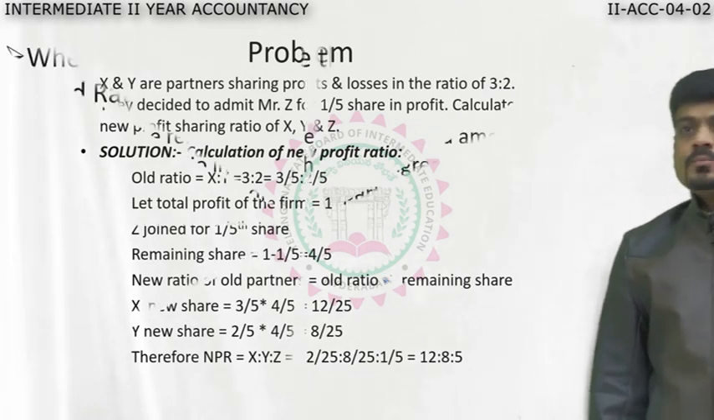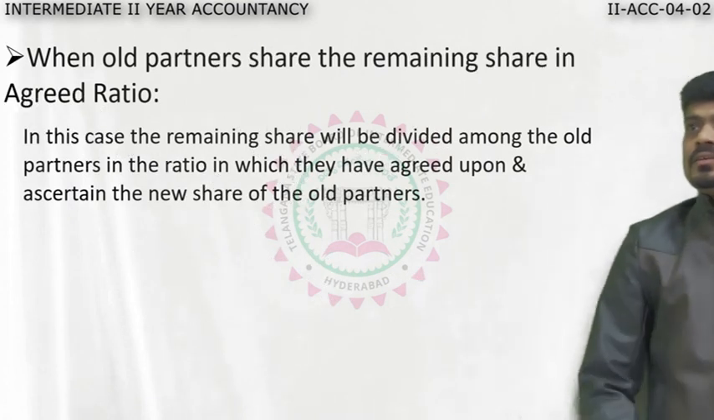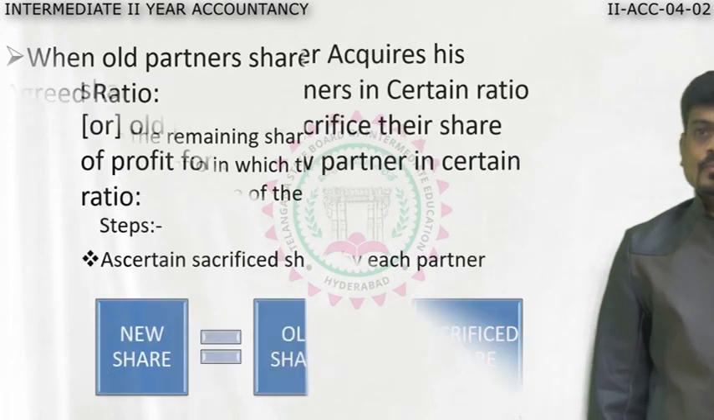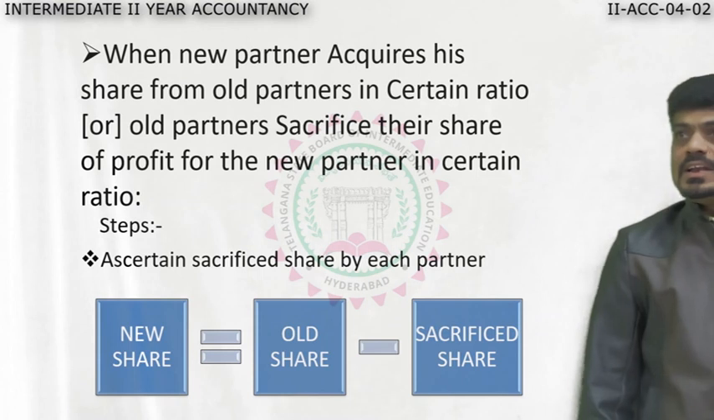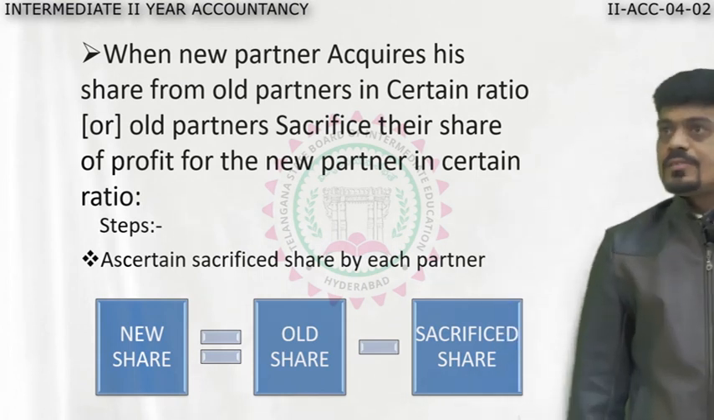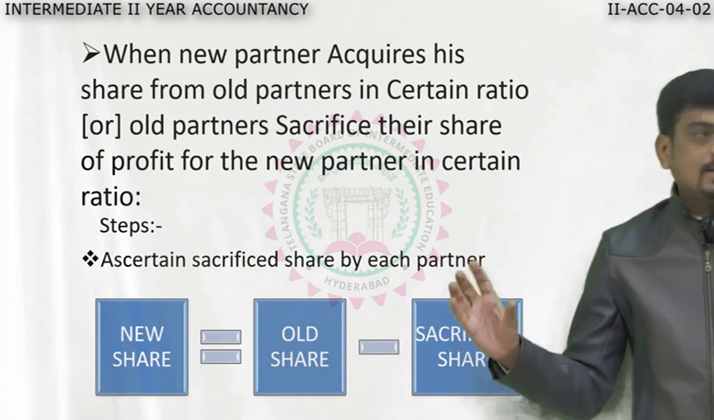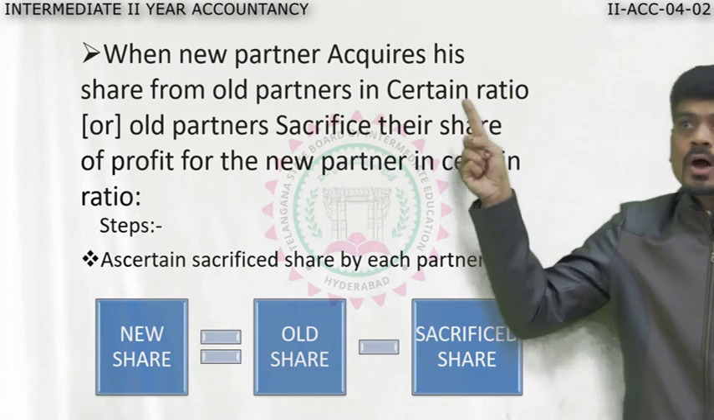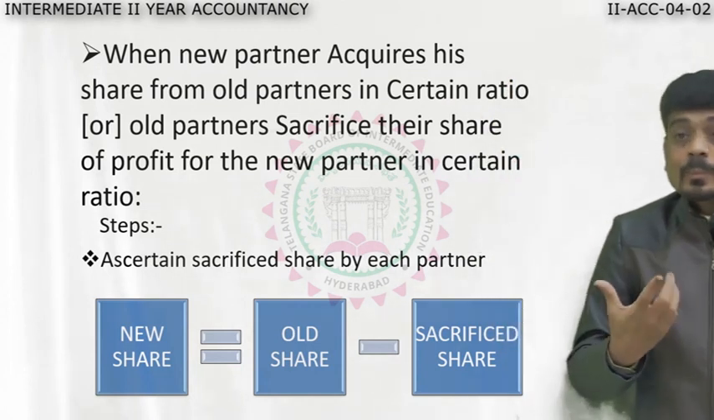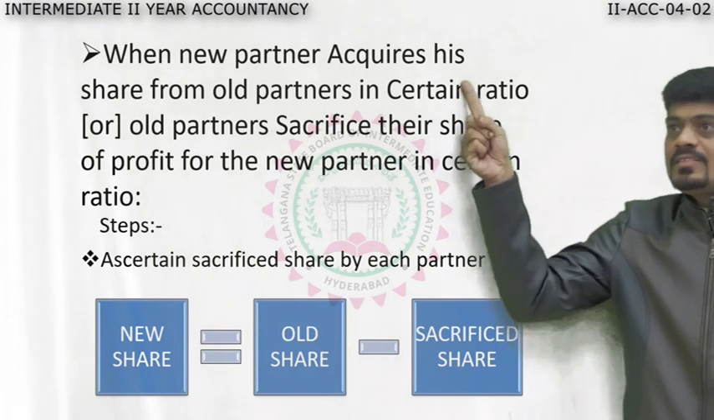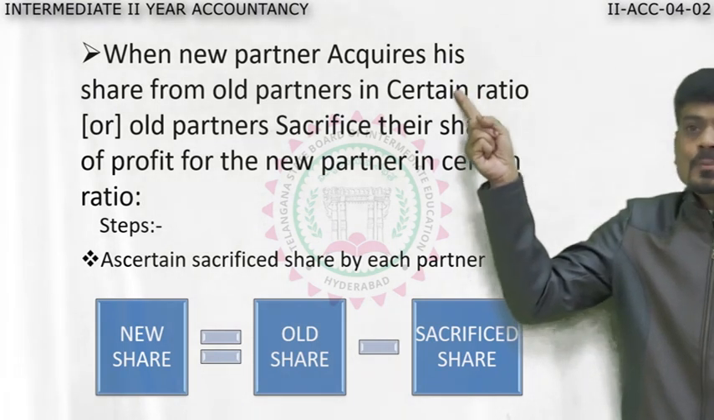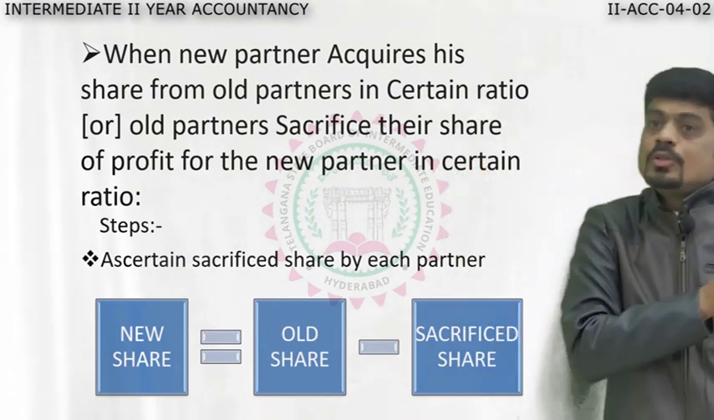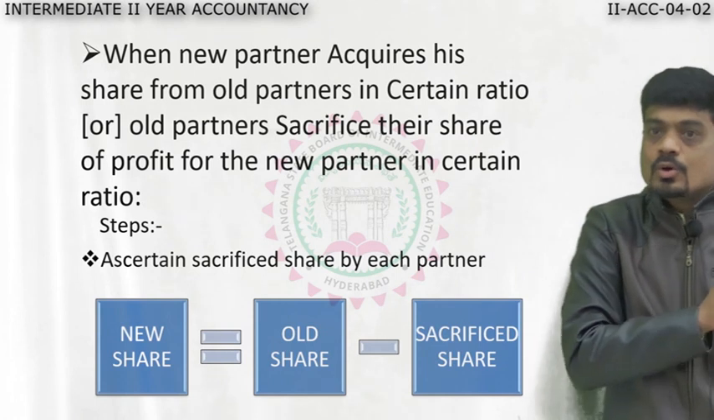Now comes the next part, that is when the remaining share is taken in agreed ratio. Now the second case, this is also another important case. What will they tell? They will tell that the new partner is acquiring his share. Focus on the word acquires, or they will say takes. Take also they will tell. Whenever they say the new partner acquires his share from old partners, then what will we do? We are not going to follow the first method.